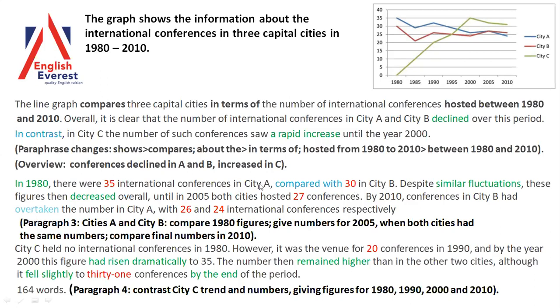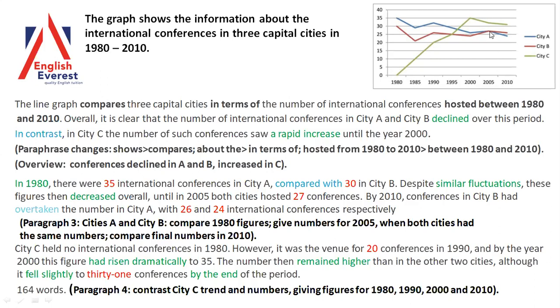There were 35 conferences in City A compared with 30 in City B. So there's our first comparison. Despite similar fluctuations, again, there's another comparison. These figures then decreased overall. Actually, sorry, fluctuations is up and down. So it's not comparing, it's up and down. So that's movement. These figures decreased overall until in 2005, both cities hosted 27 conferences.